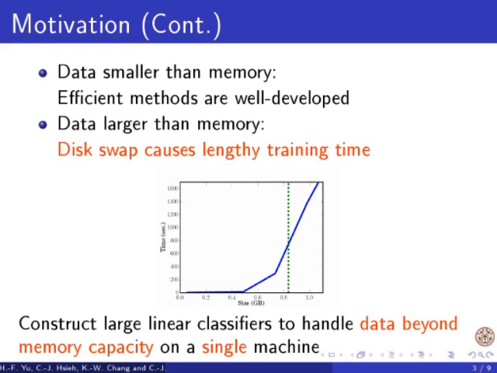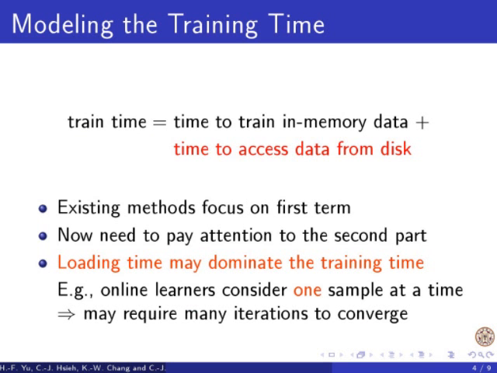For example, in the figure, the blue line shows the training time along data size of a linear classification package, liblinear. The dotted green line shows the memory capacity of the machine. When data is larger than memory, the training time increases rapidly. In this work, our goal is to construct a large linear classifier to handle data larger than memory on a single machine. The training time can be modeled as two parts: the time to train data stored in memory, and the time to access data from disk.